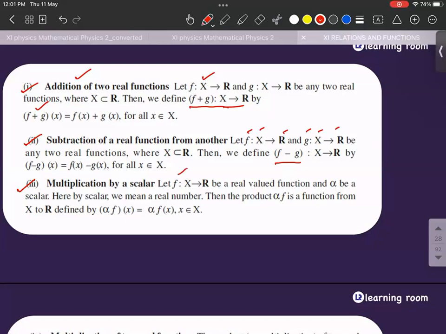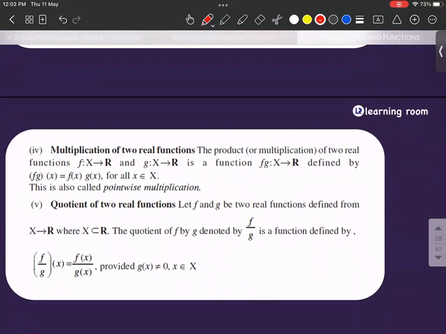So let f be a real function mapped from X to R and alpha be a scalar. Then the product alpha into f is a function from X to R, which is defined as (alpha f)(x), or alpha into f(x). It is just a notation, both mean the same. Most of the times we use alpha into f(x).